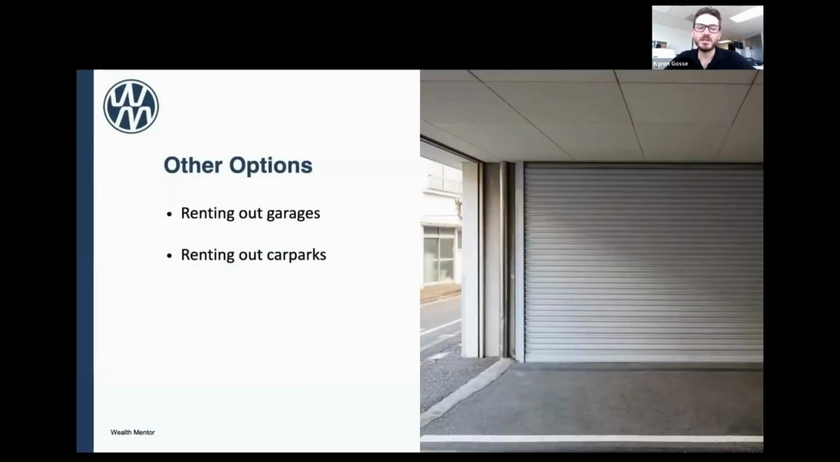Other options that are out there: spare assets you might own which aren't being utilized to their maximum. If you've got a garage, you can rent that out separately. I found a website, and just Google it, rent my garage out. There are platforms that will allow you to connect in and rent it out, much like Airbnb, but for long-term garage rentals. And this can be $180 per week. Car parks typically range $50 to $60 per week. So between tiny houses, renting out garages, and renting out car parks, you could be adding a potential $400 or so per week back into your portfolio.